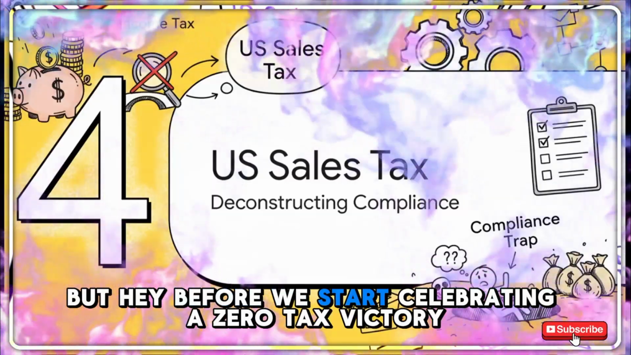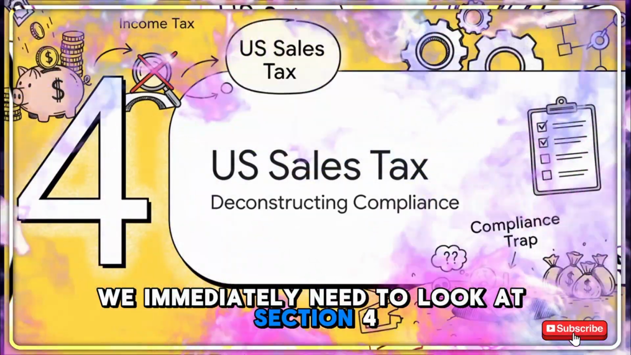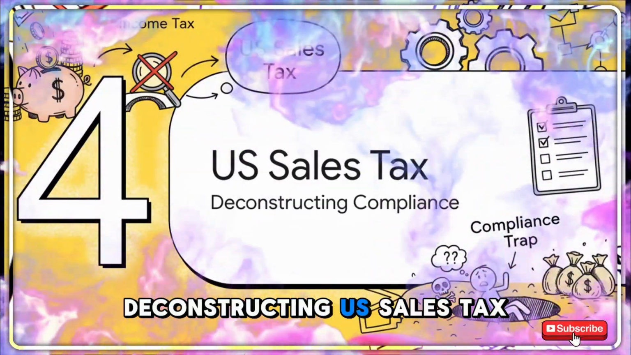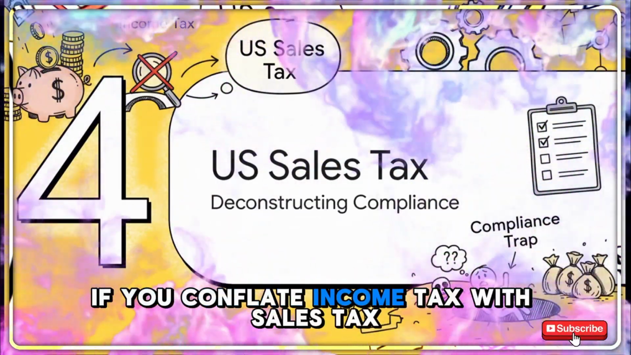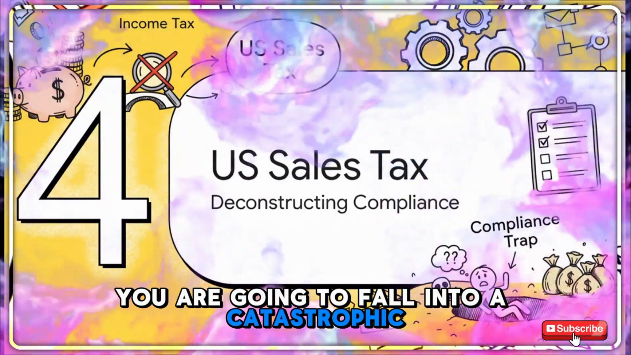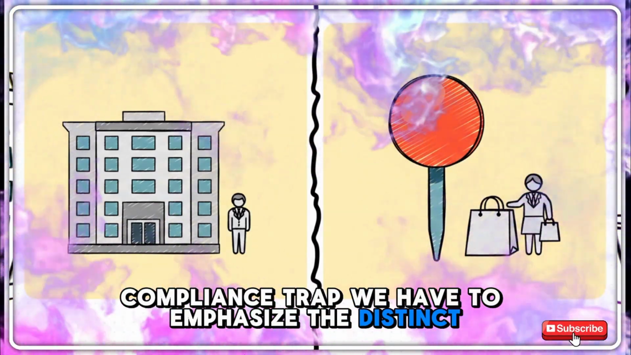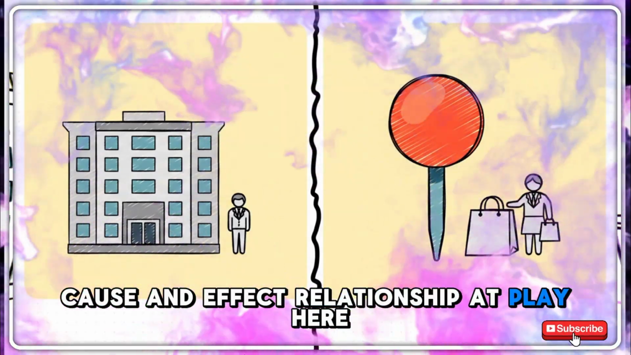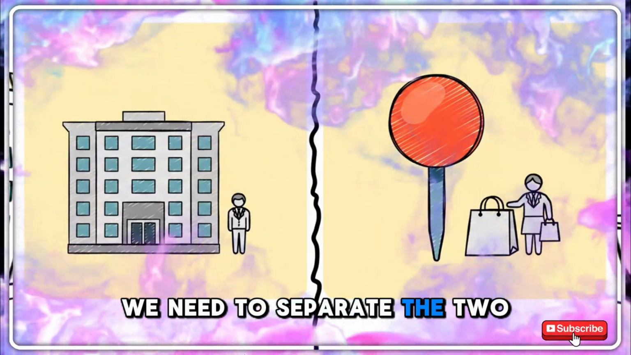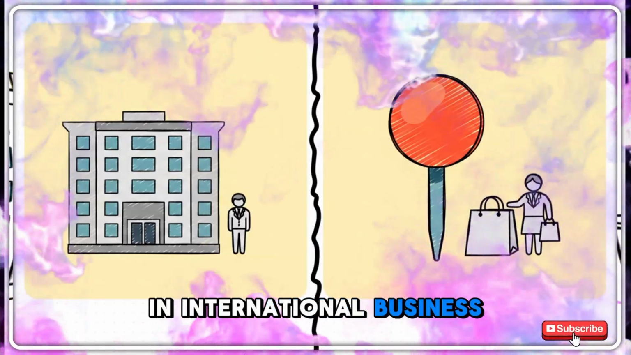But hey, before we start celebrating a zero tax victory, we immediately need to look at Section 4, deconstructing US sales tax. If you conflate income tax with sales tax, you are going to fall into a catastrophic compliance trap. We have to emphasize the distinct cause and effect relationship at play here. We need to separate the two most wildly conflated tax concepts in international business.